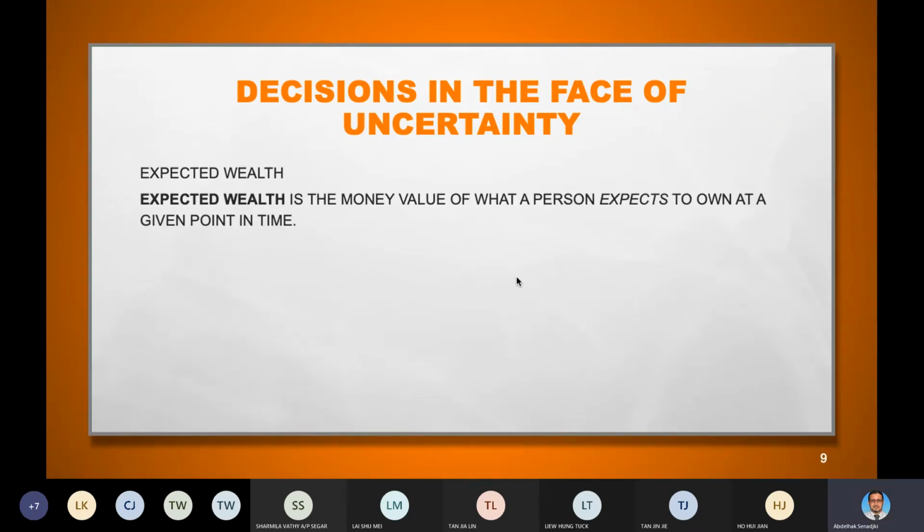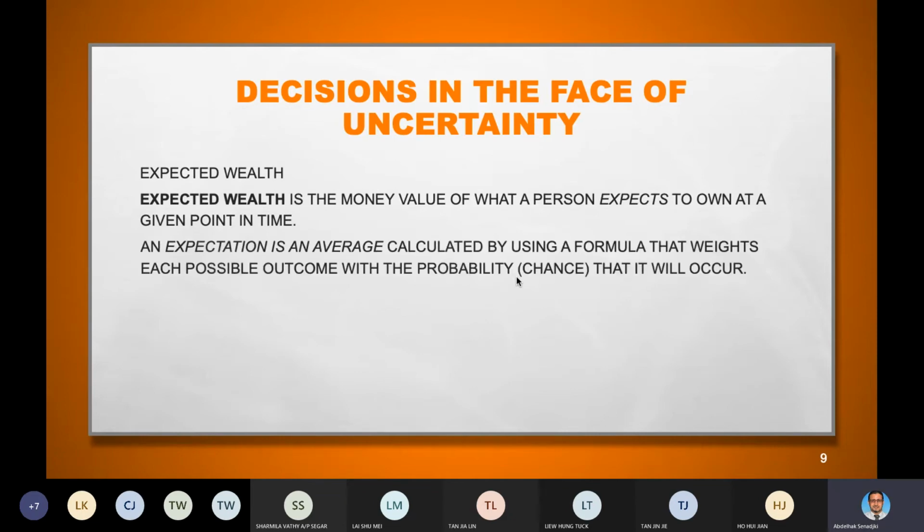So in that case, we talk about the expected wealth. Expected wealth is the money value of what a person expects to earn at a given point of time. Last week, if you remember, we already calculated this when we had good time, bad time, and how much revenue to pay the repair person. So we have 50%, 50%, the same concept. An expectation is an average calculated by using a formula that weighs each possible outcome with a probability, or a chance, that it will occur.